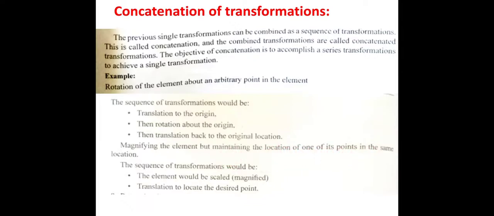Another example is magnifying the element but maintaining the location of one of its points in the same location. The sequence of transformation would be the element would be scaled, that is magnified, then translation to locate the desired point. Okay, these are some of the examples of concatenation of transformation.